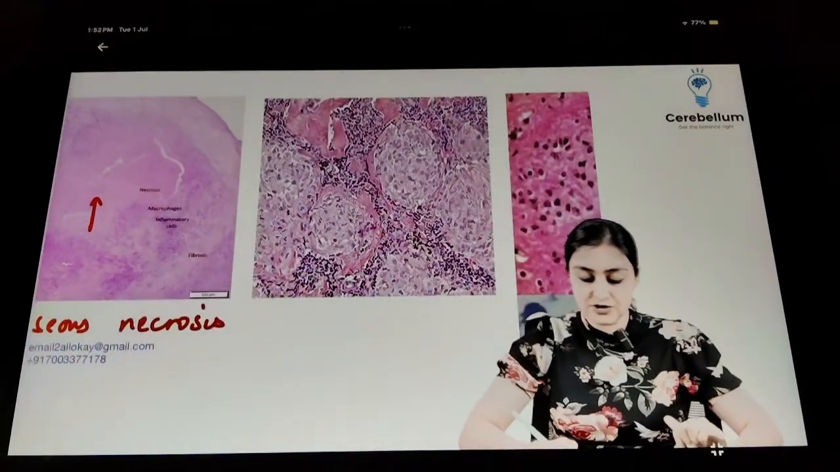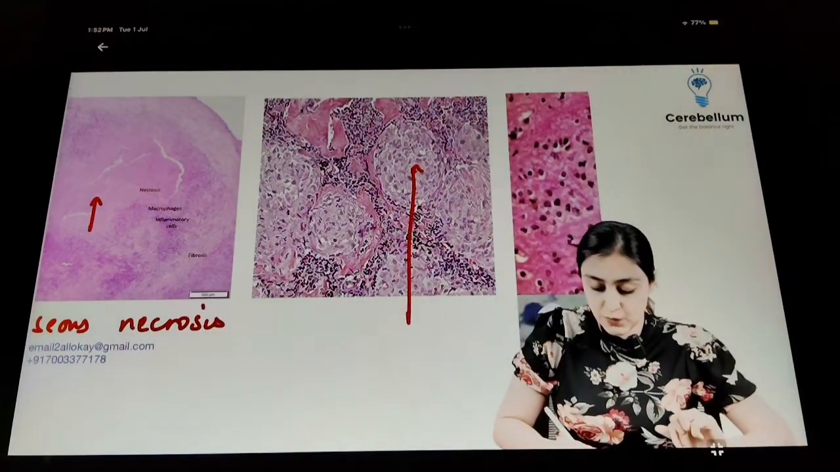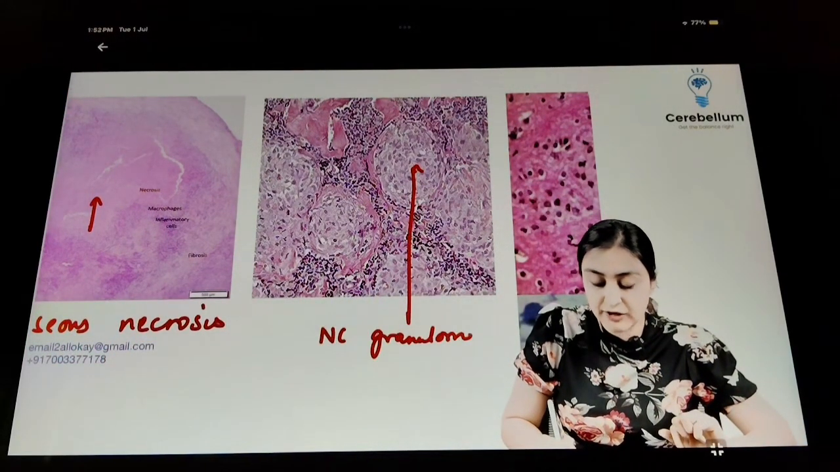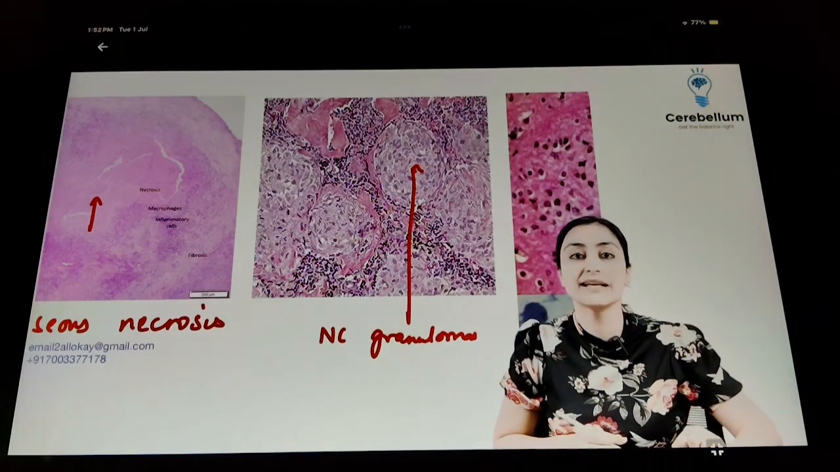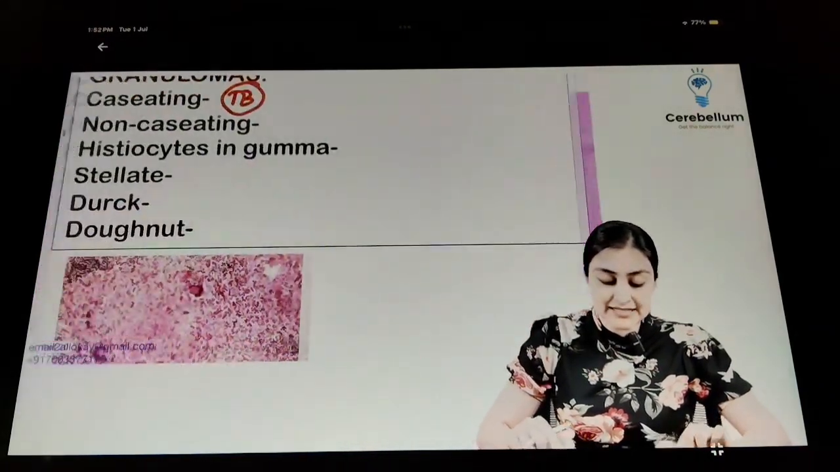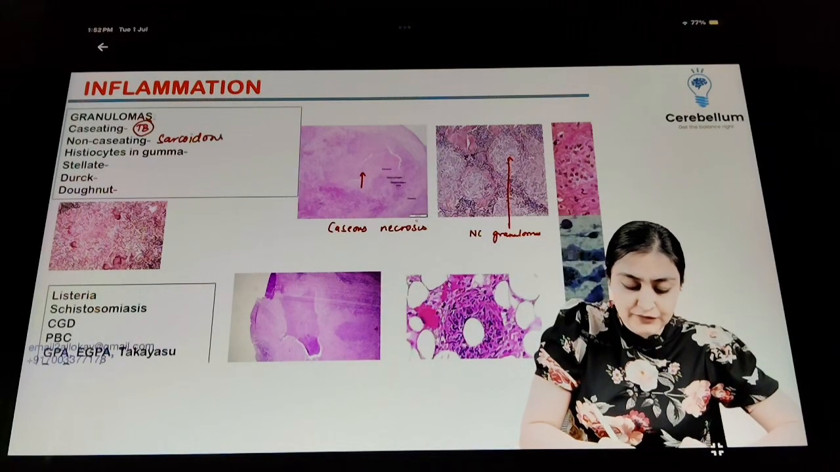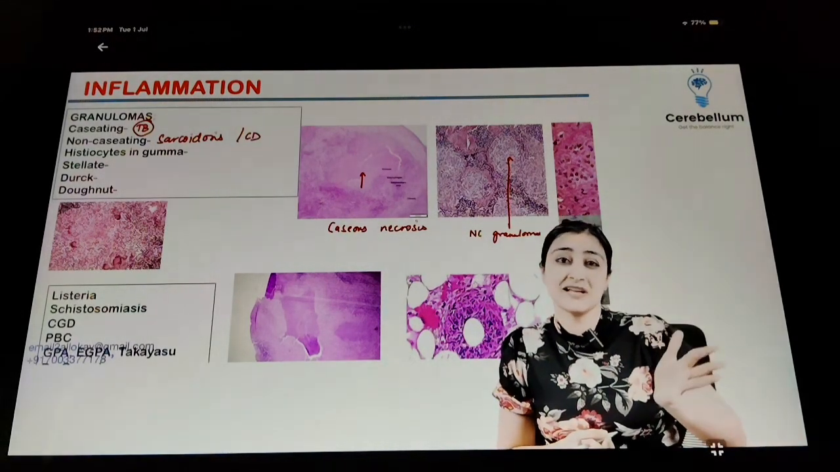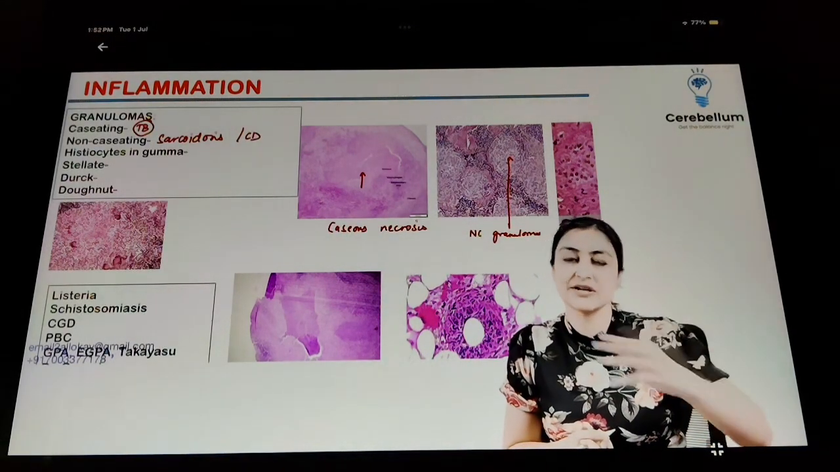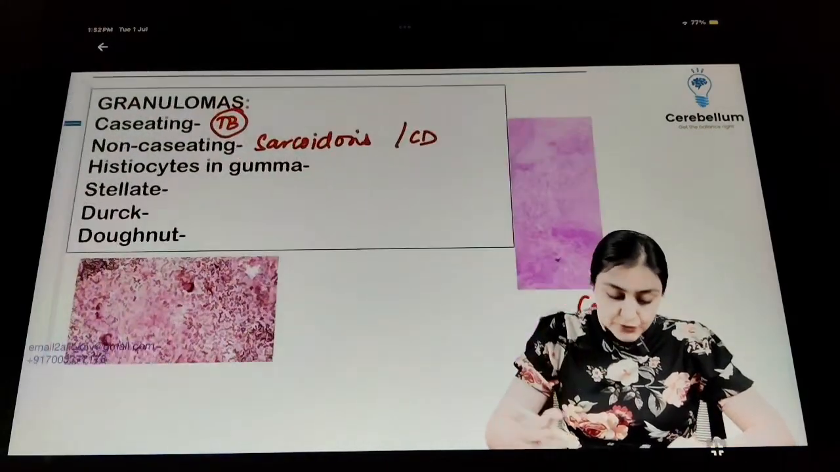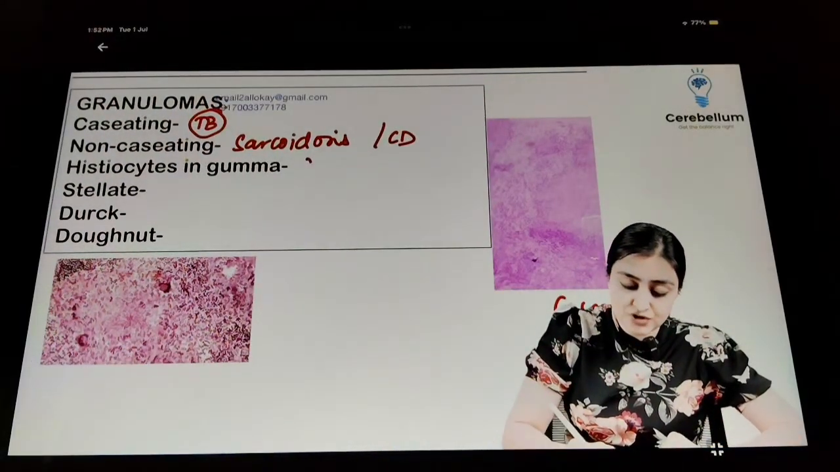When you don't see the central necrosis, all you have are the cells. So this is a non-caseating granuloma. You do have a cuff of inflammatory cells, but there's no central pinky material. That's what you'll remember as non-caseating granuloma. So where do we see non-caseating granuloma? So sarcoidosis. Then we have Crohn's disease, where we have non-caseating. Histoplasma can have both. Okay, so we say that histoplasma mimics TB, right? So it can have both. So we don't really need to mention it. Few more features. Histiocytes in a gumma is a feature of tertiary syphilis.